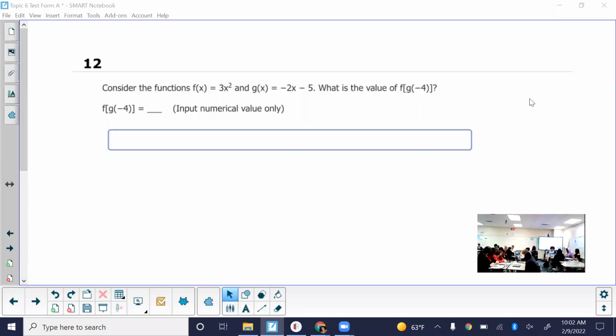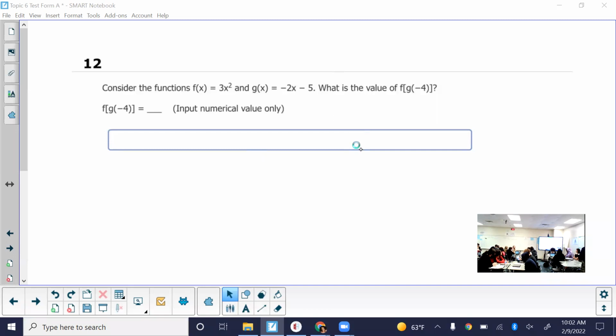So number 12. This one's a great one because it's also pre-response on your retake tomorrow. And even though we did go over it in class and did some examples, a lot of people miss this one. So it's the ones where it's f of g or g of f. So what's this one? F of g. So these are our functions within a function.